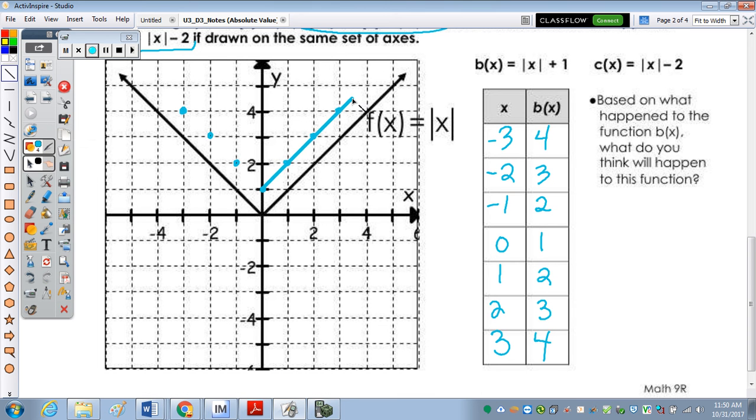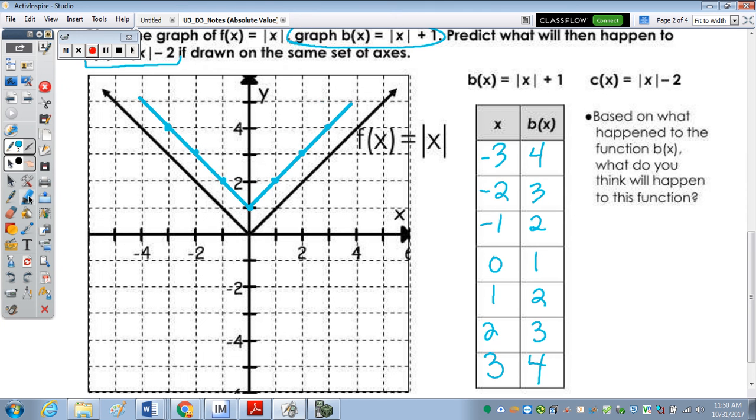If you need a minute, you can pause and graph at your own pace. That's too fast. And this was b(x). Well, because of that plus one, there was a shift, and you can just look at the vertex right here. There was a shift up one. So if I put a minus two at the end, my guess is that it's going to shift down two units.